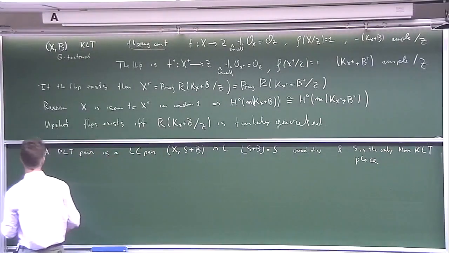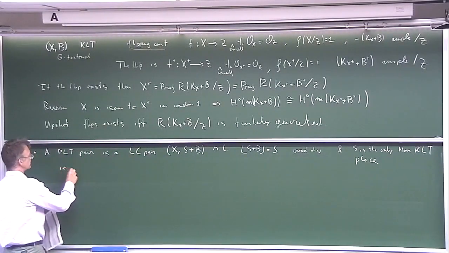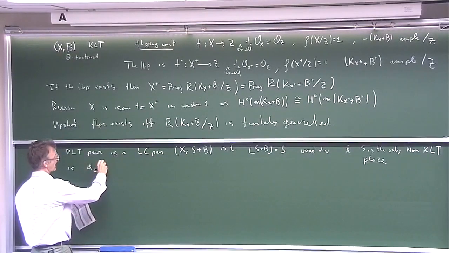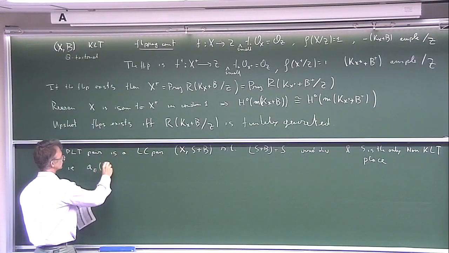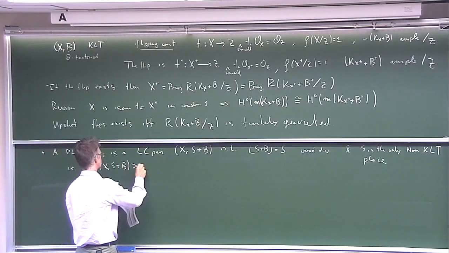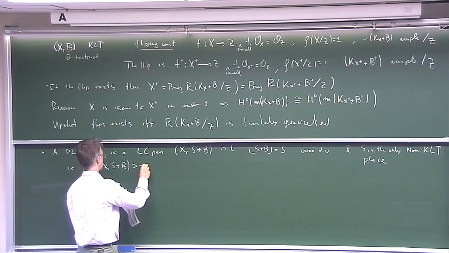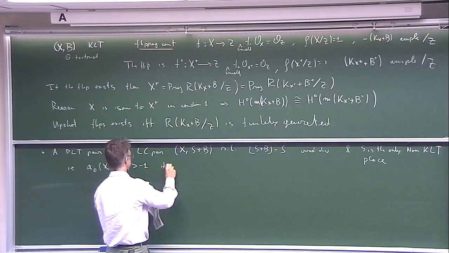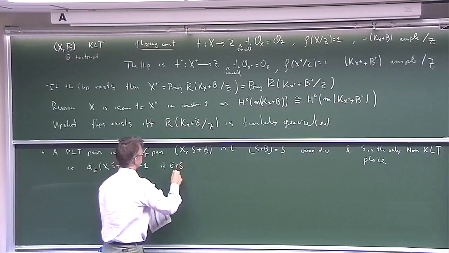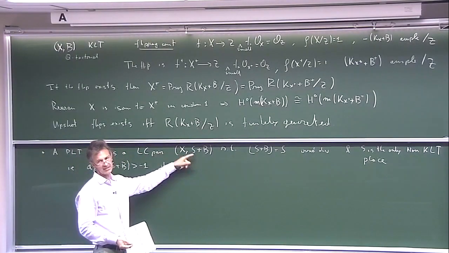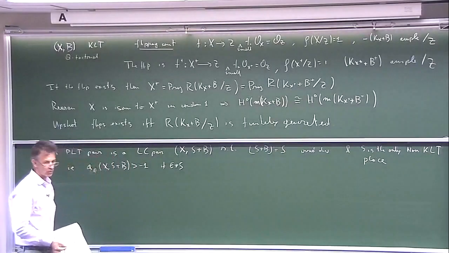So in other words, what does this mean? It means that if I pick any divisor E over X and I compute the discrepancy, this is always greater than -1 as long as E is different from S. Clearly, S has coefficient 1, so the discrepancy is -1, but it's the only one.